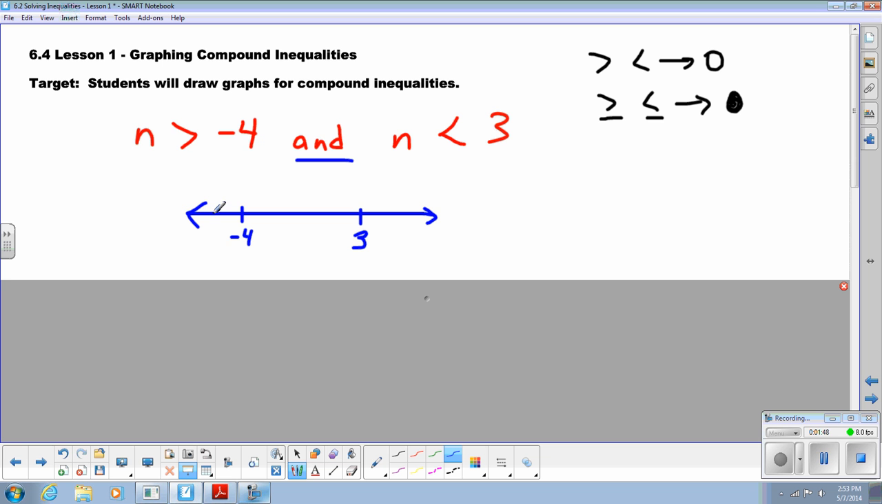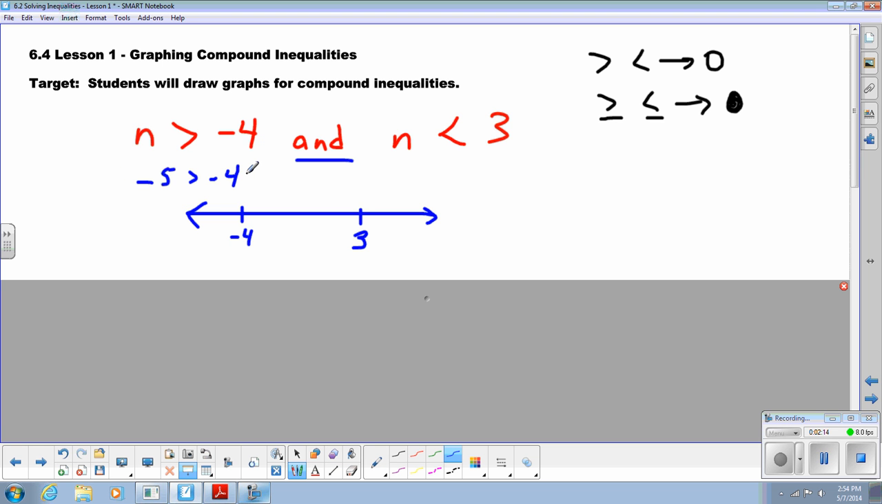So to do that, I test. I pick a number out of my head. I look at the number line and say, what is a number to the left of -4 on the number line? Well, -5 would be an easy one to work with. So I put -5 in where I see the n. And I say, okay, is -5 greater than -4? No, it's not. If I'm outside, it's colder. So in this case, no, it's not.